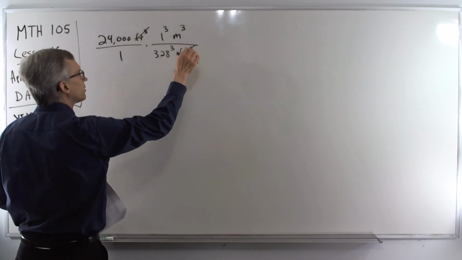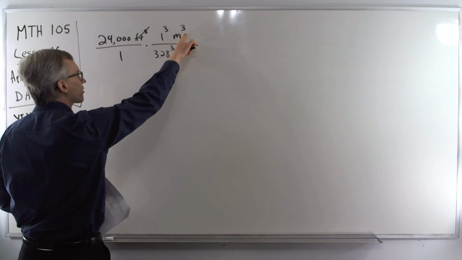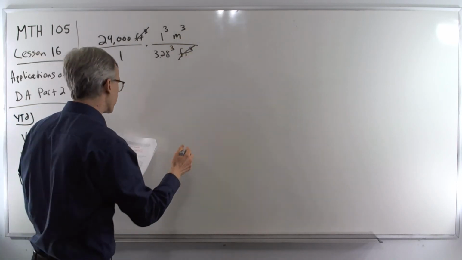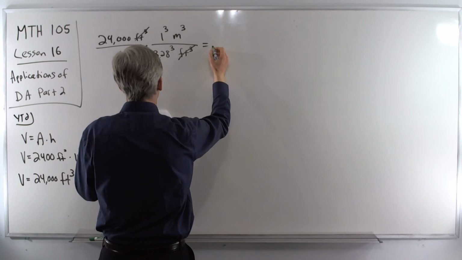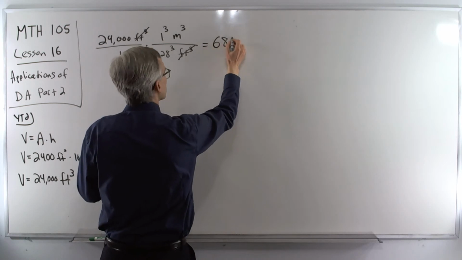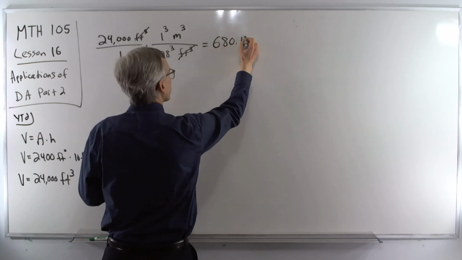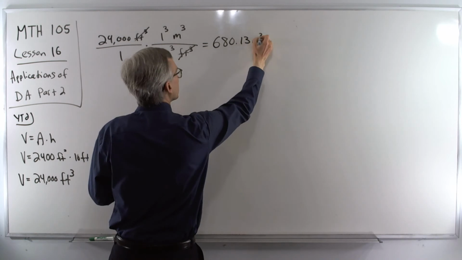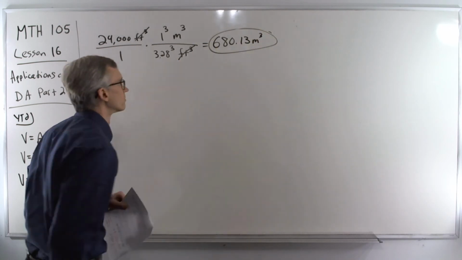Those feet cancel, leaving us with meters to the third power. And that gives us 680.13 cubic meters.